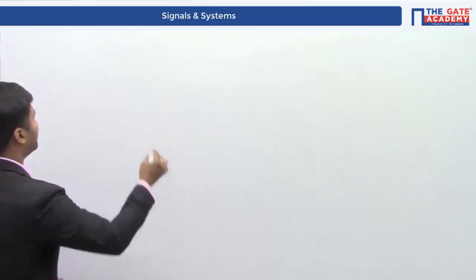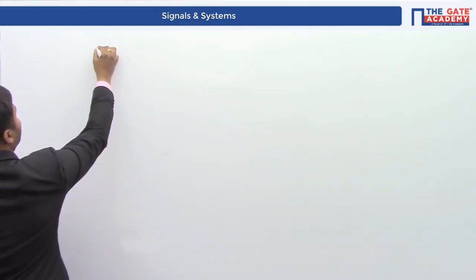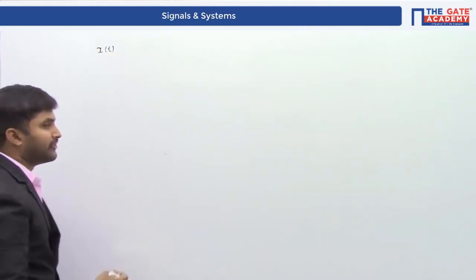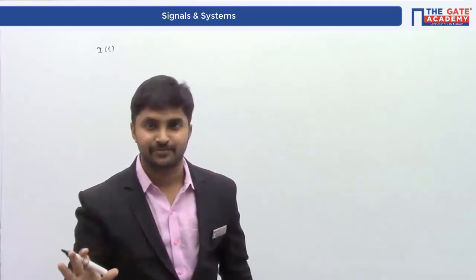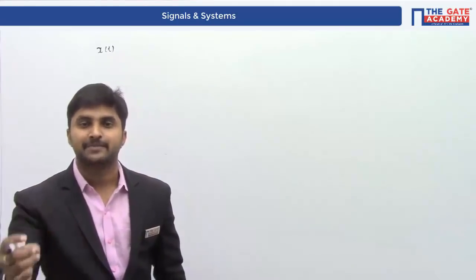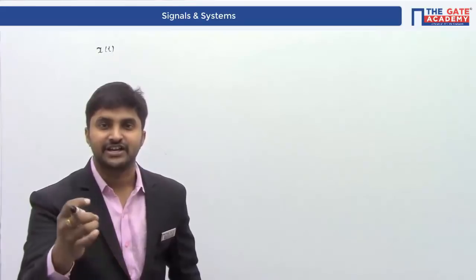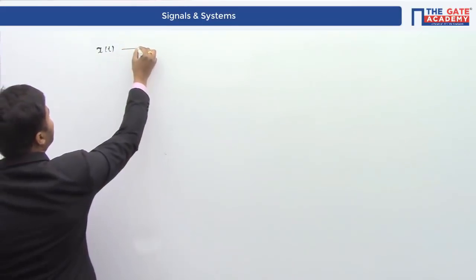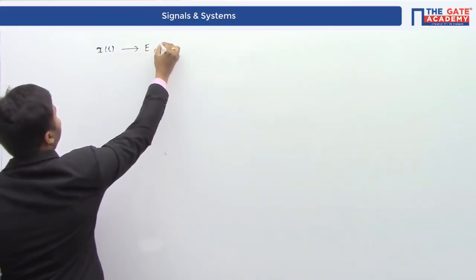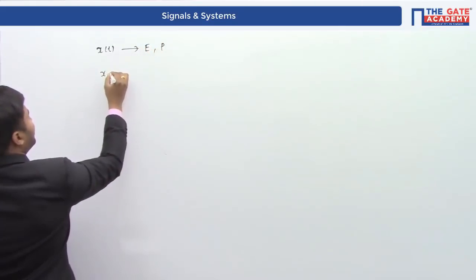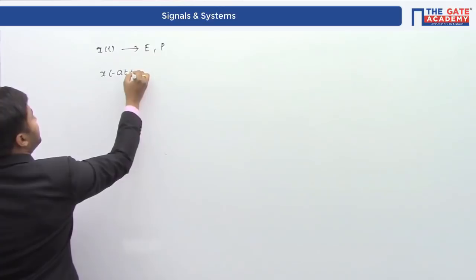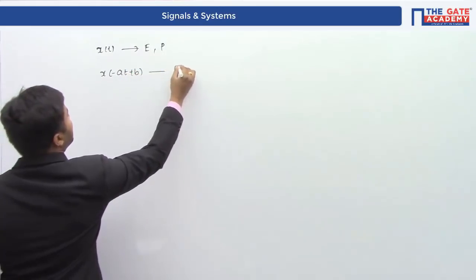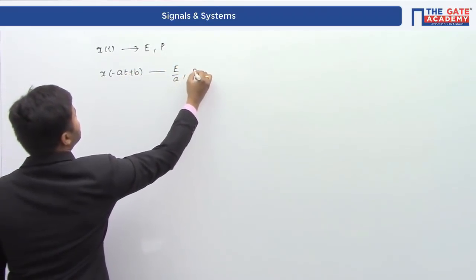This particular question focuses on one simple point: what happens to the energy and power of any signal x of t when it is shifted, scaled and reversed. For example, if the signal x of t has the energy E and the power P, then x of minus at plus B will have the energy as E by A, and the power is going to remain the same.